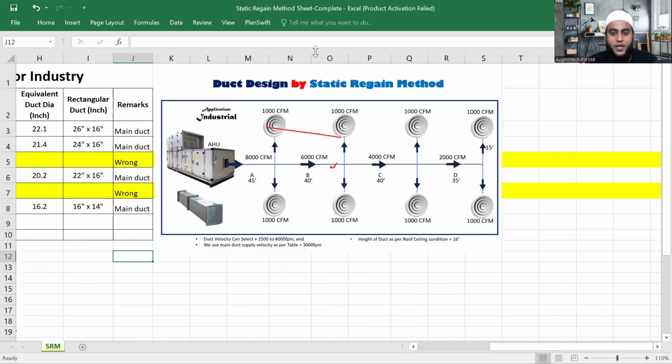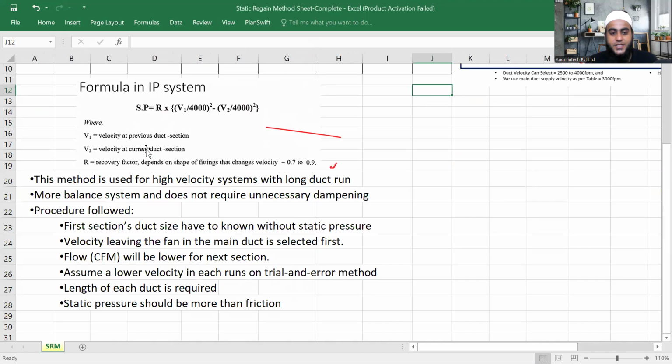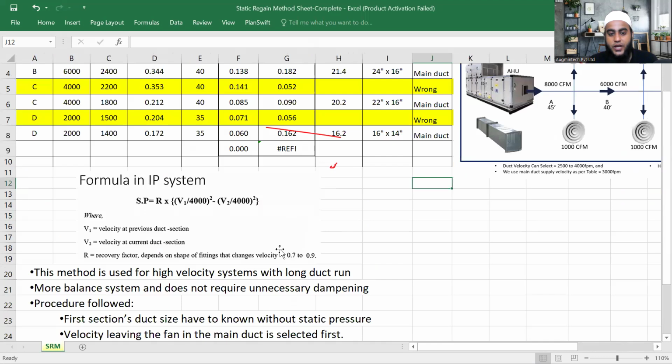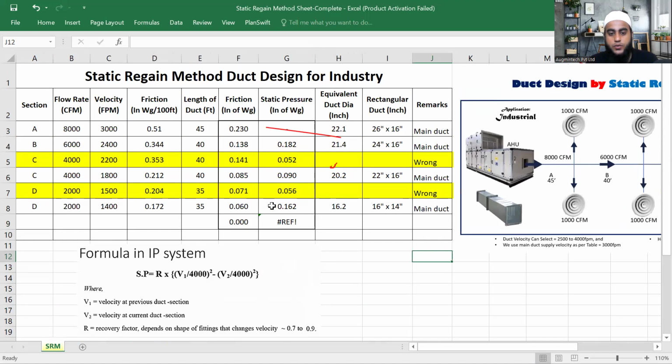Someone is asking how you get the static pressure value. Asif, I think you were not available when I discussed it in detail. In the same way here, we have a simple formula. R is the recovery factor 0.9, which we have considered. V1 is the previous section. Suppose you want to calculate the static pressure value for this D section: the recovery is 0.9, and the velocity at the previous section is 1800, divided by 4000, squared. Then the current section is 1500. When you apply it, you will get the same formula here.